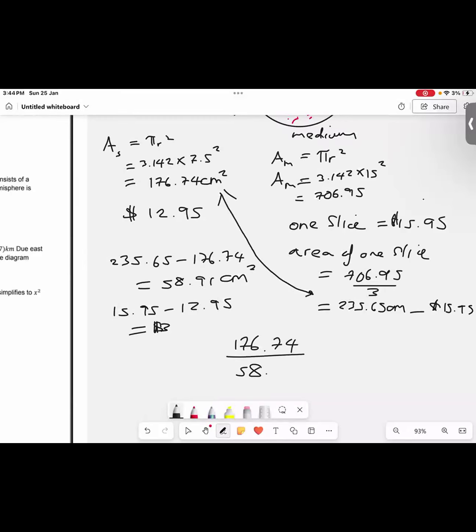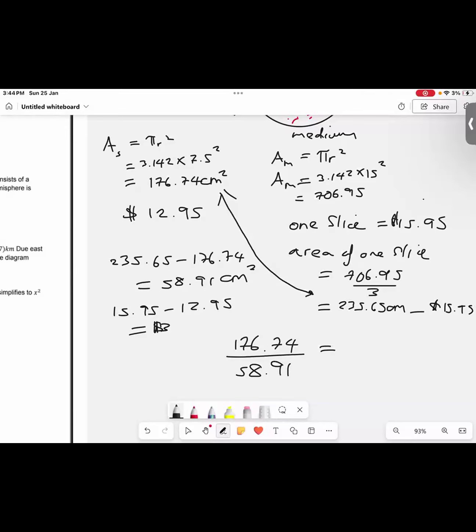58.91. Divide those two numbers for me and tell me what you get. If you get a number that is higher than 3, the natural tendency is that you'd have to buy one slice. So how much did you get when you did that?